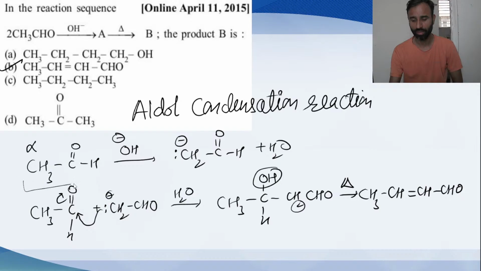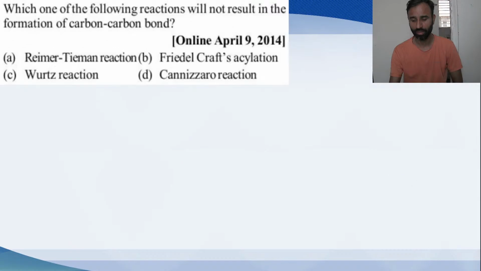This is an aldehyde with alpha hydrogen, and we first get beta hydroxyaldehyde, which on heating gives alpha beta unsaturated aldehyde. So B option is the correct one.